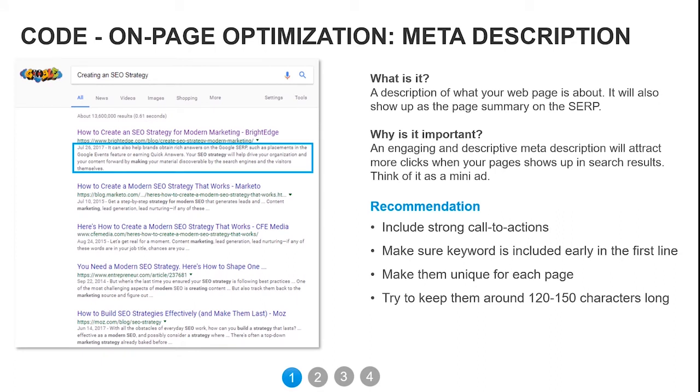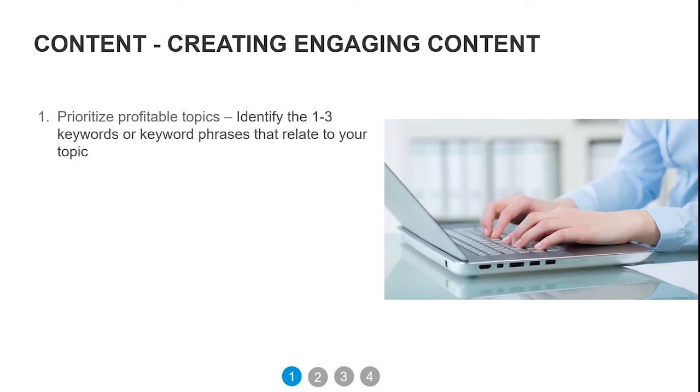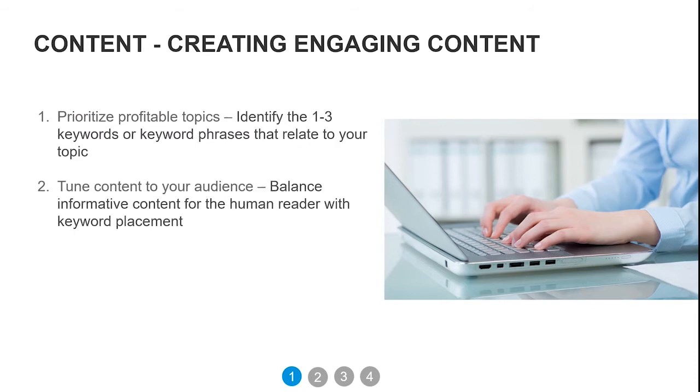When it comes to content, of course, as I said before, you need to create engaging content. Engaging content is very important, and you should prioritize some more profitable topics. The best advice is to identify 1 to 3 keywords or keyword phrases that relate to your topic, your product, your service, etc. You need to tune the content to your audience. Balance informative content for the human reader with keyword placement, because again, the search engine bots would pay attention to the keyword placement as well.